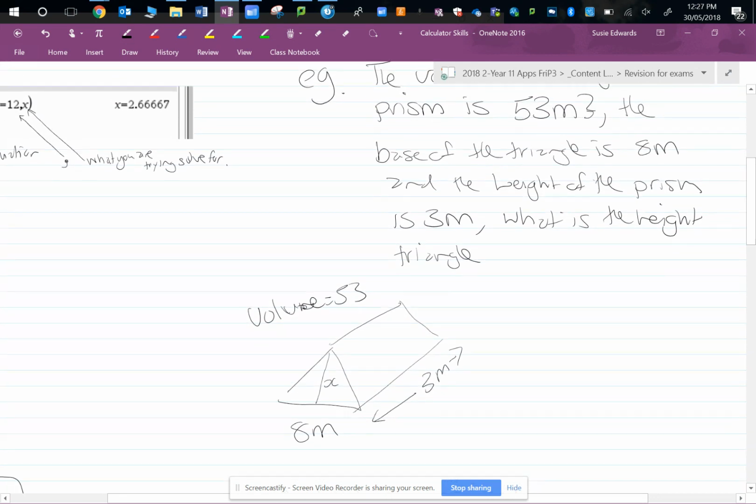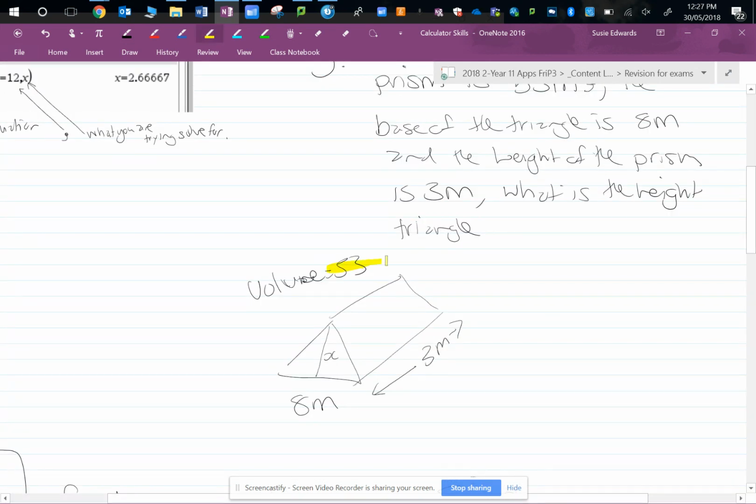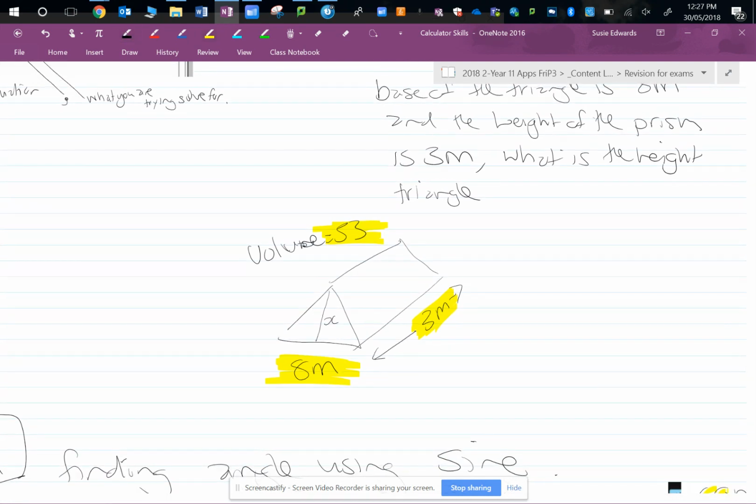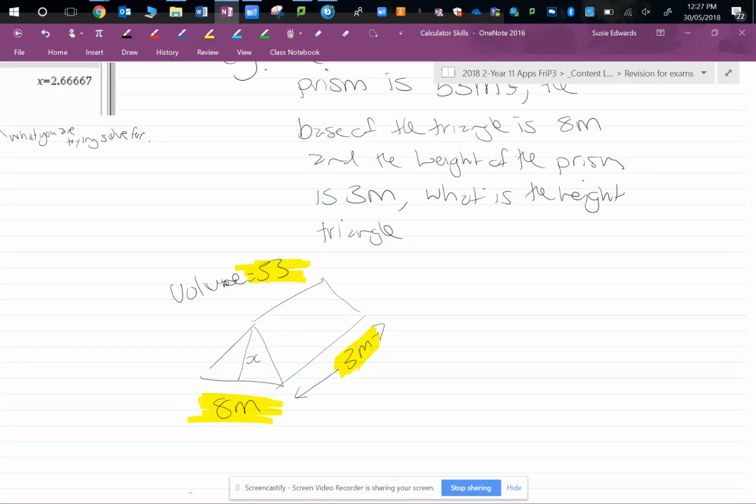So this question says the volume is 53. The base of the triangle is 8. And the height of the prism, you need to note the word prism. It's not the height of the triangle, the height of the prism is 3. We're trying to find the height of the triangle. So we need to know a formula to find the volume of a triangular prism. How do we find the volume of something?